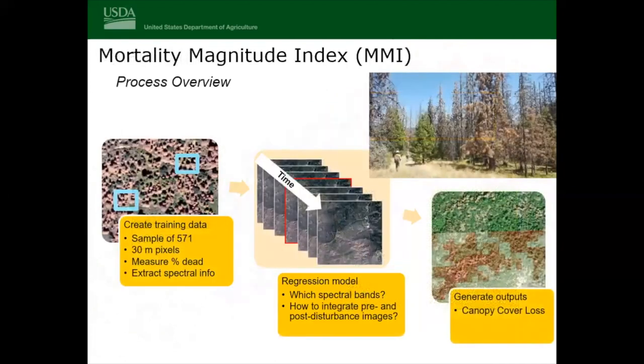But our new method is a more direct measure of canopy loss using an empirically trained model. So as an overview, we create training data of measured canopy loss using high-res imagery like NAIP or Google Earth. We then extract Landsat spectral information and use regression to model and create outputs of cover loss across whole landscapes.